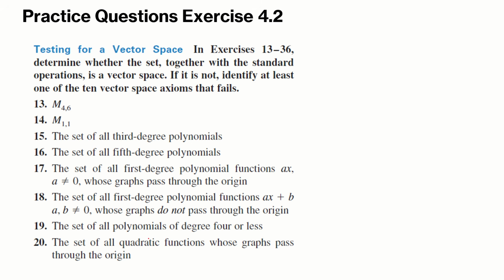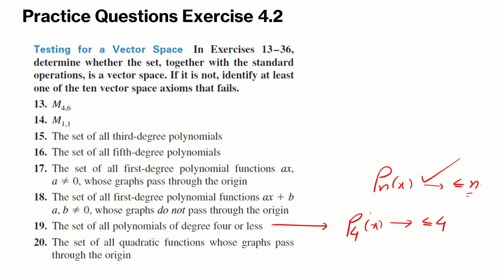The same thing in question number 19 already done. It's a set of all polynomials of degree 4 or less. So in this case they are talking about P4. So P4 is a set of all polynomials whose degree is less than or equal to 4. तो ऑलरेडी चेक किया कि Pn जो है वो वेक्टर स्पेस बना रहा है क्योंकि इसमें पॉलिनॉमियल्स होते हैं जिनका डिग्री लेस देन और इक्वल टू n होता है. तो इट इज़ आल्सो अ वेक्टर स्पेस.